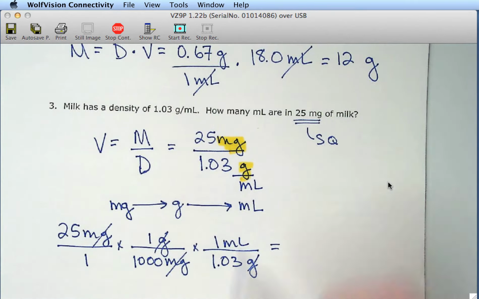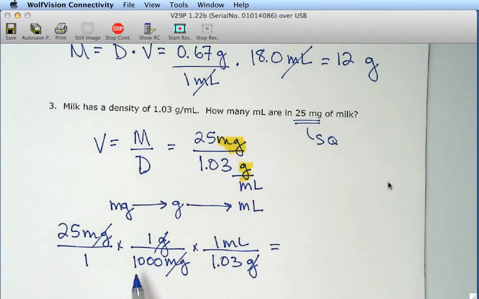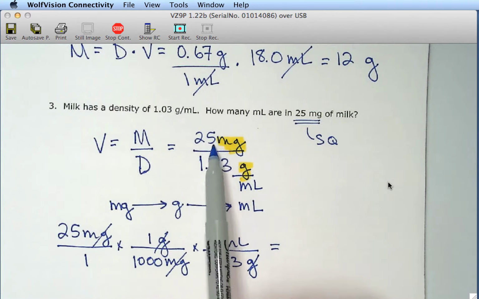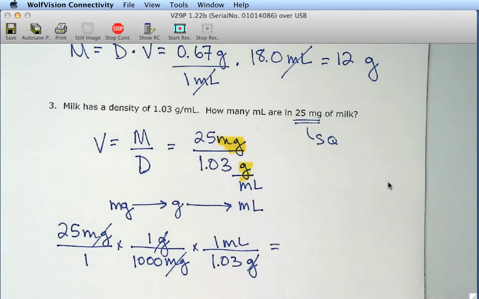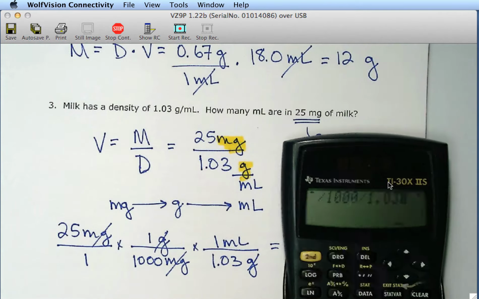So we're actually doing the same operation, but we had to divide by 1,000. So if you wanted to use the density triangle, as long as you converted the milligrams to grams ahead of time and you had grams over the density, it would work out great. So 25 divided by 1,000 divided by 1.03.